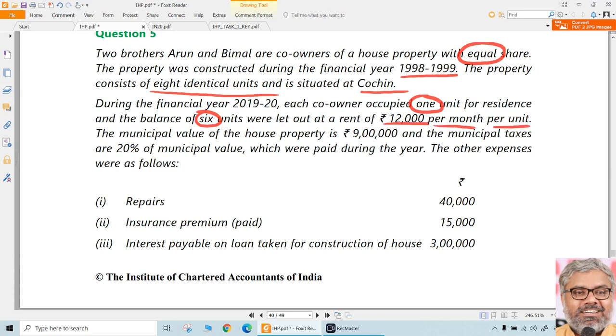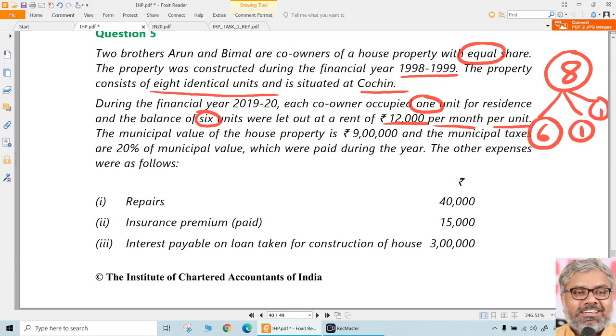So this is an important point here. Totally, how many units are there? 8 units are there. That is the total. A unit could be a portion, whatever you can call it. In that, 6 are let out. 1 is occupied by Arun. Another one is occupied by his brother Bimal. So this is the way the property is already there. But Arun and Bimal, definitely they can each claim the one property they occupied as self-occupied.